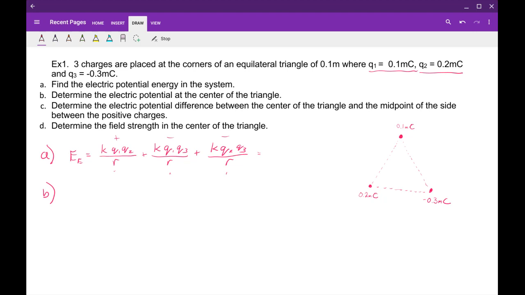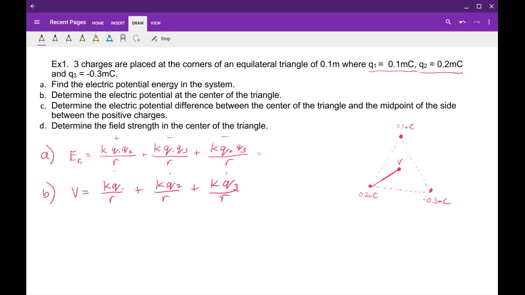Determine the electric potential at the center. What we want to do is figure out the electric potential at the center here. The electric potential at the center is simply V, so kQ1 over R plus kQ2 over R plus kQ3 over R. The R is something we're going to have to calculate. It's this distance here, and it's the same in all cases.